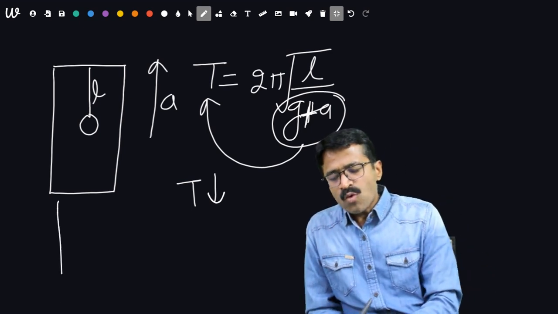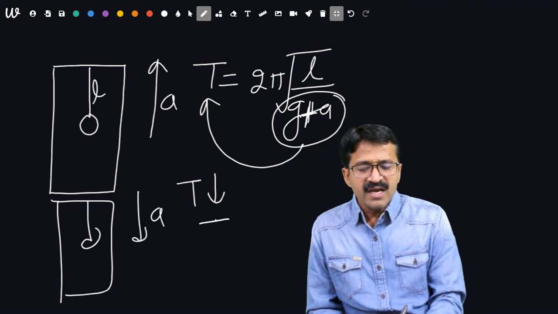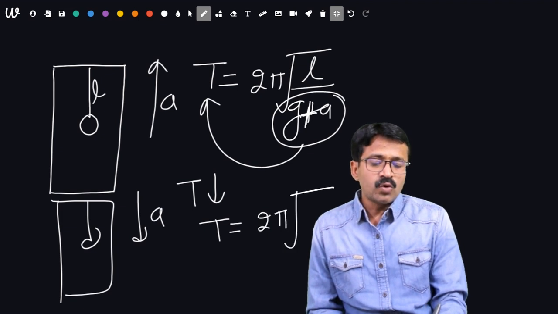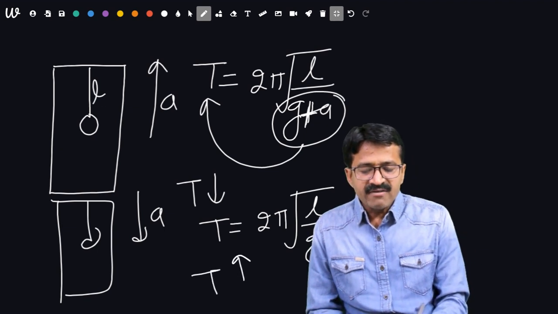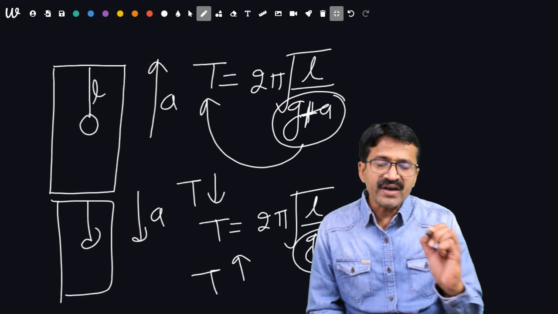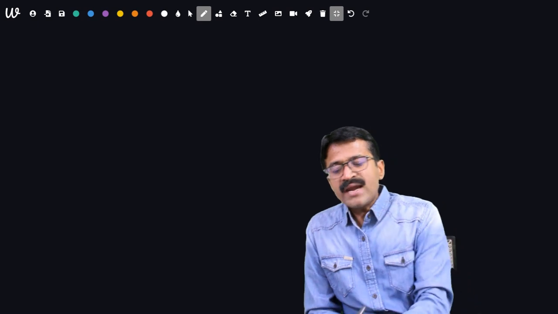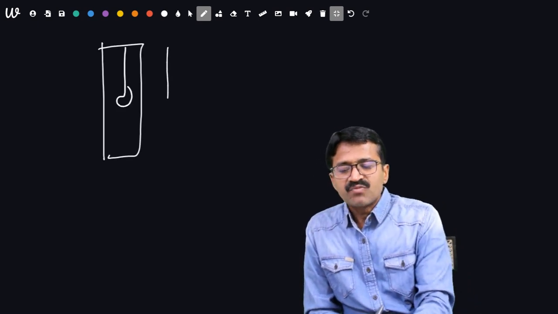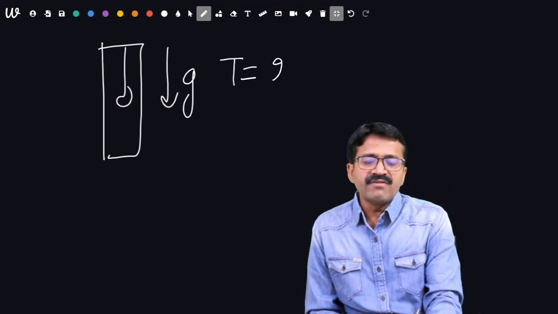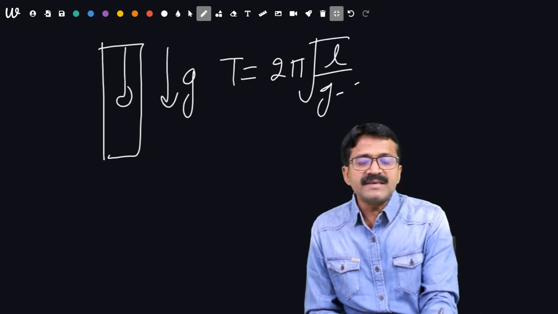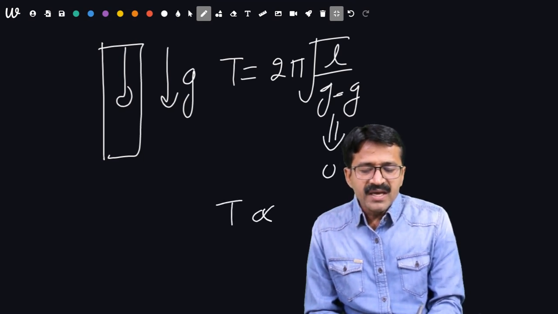Another numerical question is, when the lift is moving downwards with a certain acceleration, what about the time period? T is equal to 2 pi under root L upon G minus A. Then the time period will increase as the effective acceleration is going to decrease. Now what about another question? When the lift is freely falling, that means its acceleration is g and it is downward. In this case the time period will be 2 pi under root L upon G minus G. The denominator will be 0, and when it is 0, the time period will be infinite.